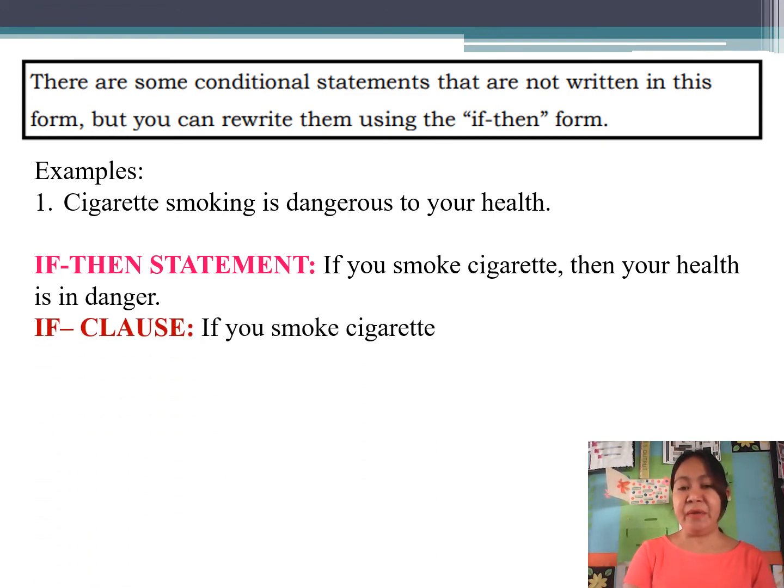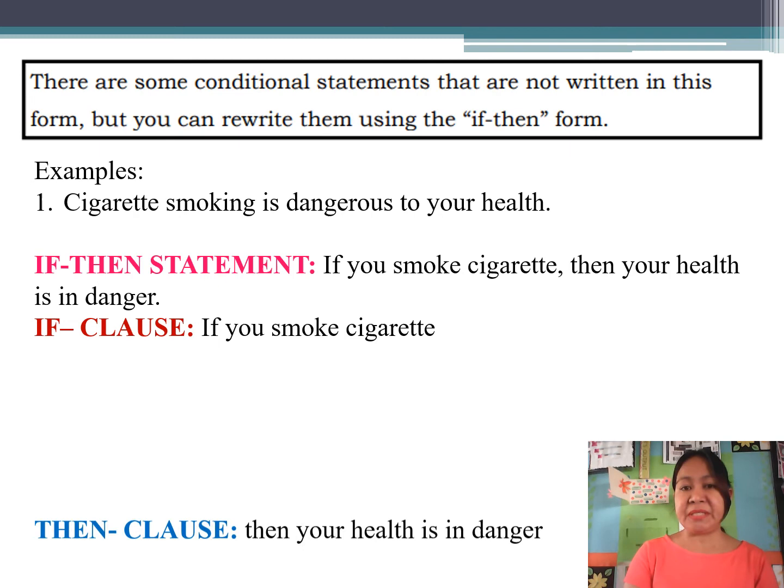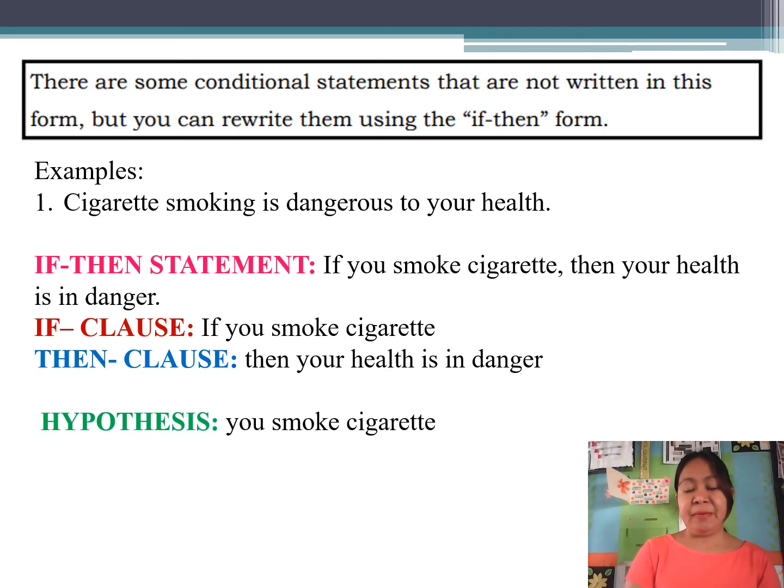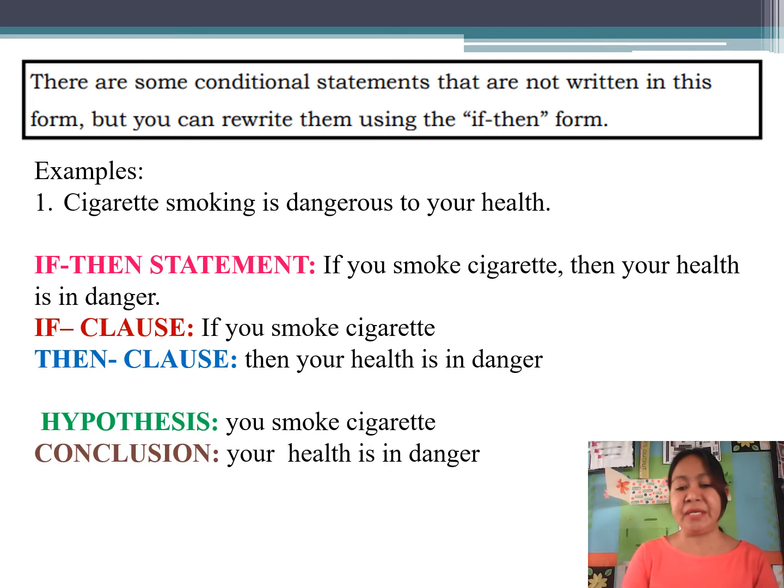So, what is our if clause? If you smoke cigarettes. What is our then clause? Then your health is in danger. Hypothesis: you smoke cigarettes, and the conclusion: your health is in danger. Take note, class, that the hypothesis is the if part or the if clause, and our conclusion is the then clause. So take note of that.